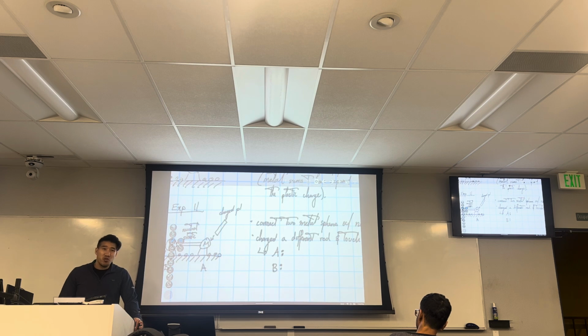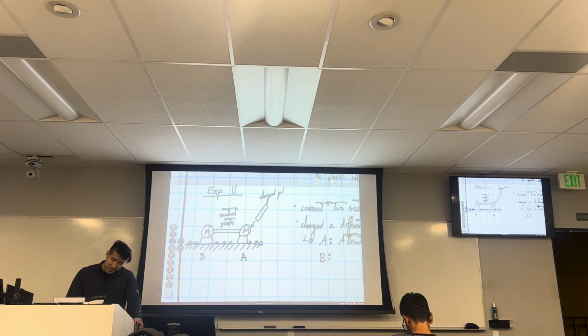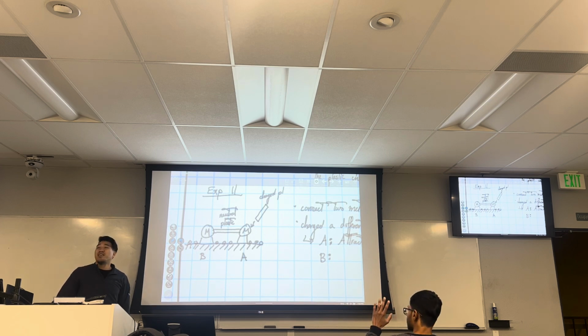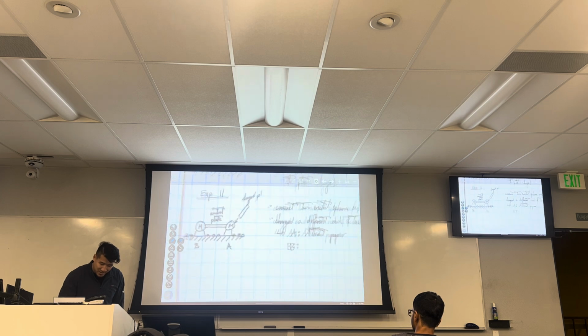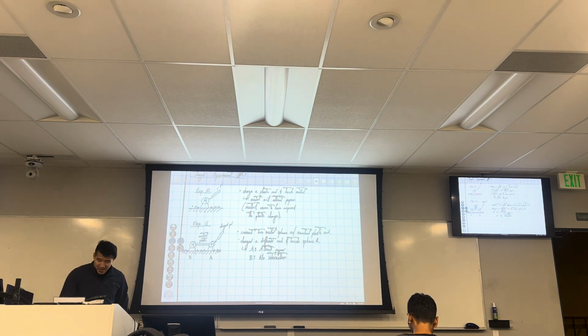All right, sphere A. Who says it will attract the neutral pieces of paper? Raise your hand. Who says it will repel? No interaction? Yeah, it will attract the paper. What about sphere B? Will sphere B be able to attract the pieces of paper, or will they repel, or no interaction? Who says attract? Raise your hand. Who says repel? Raise your hand. Who says no interaction? Raise your hand. B will have no interaction. And that is very peculiar.